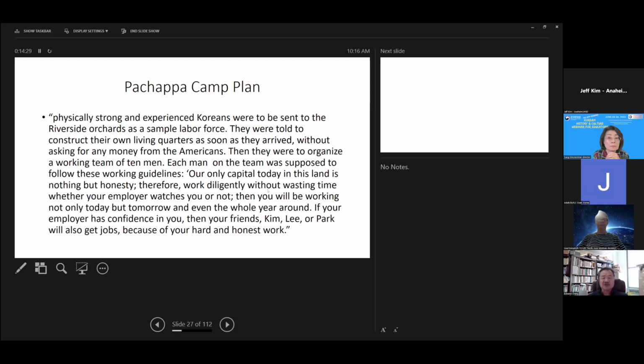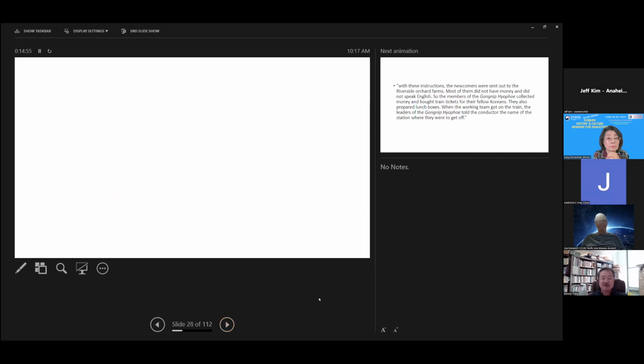We work diligently without wasting time, whether your employer watches you or not. Then you will be working not only today, but tomorrow and the whole year round. If your employer has confidence in you, then your friends, Kim, Lee, Park, will also get jobs because of your hard and honest work. This was the Pachappa camp plan devised by Ahn Chang-ho, and it became very successful.